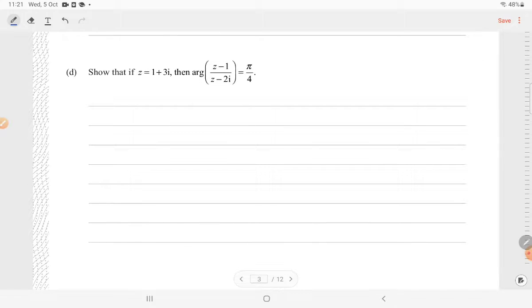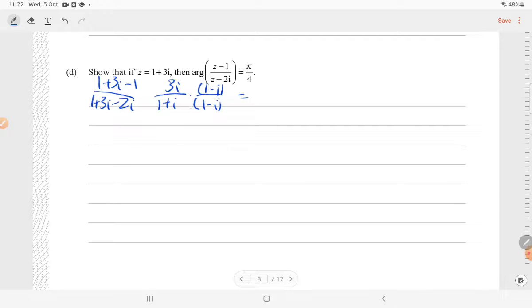Let's see. If z equals 1 plus 3i, then the argument of (z take away 1) over (z take away 2i) is equal to pi over 4. So that means 1 plus 3i take away 1, all over 1 plus 3i take away 2i. So 3i all over 1 plus i, and we want to get rid of the denominator, so multiply by the conjugate.